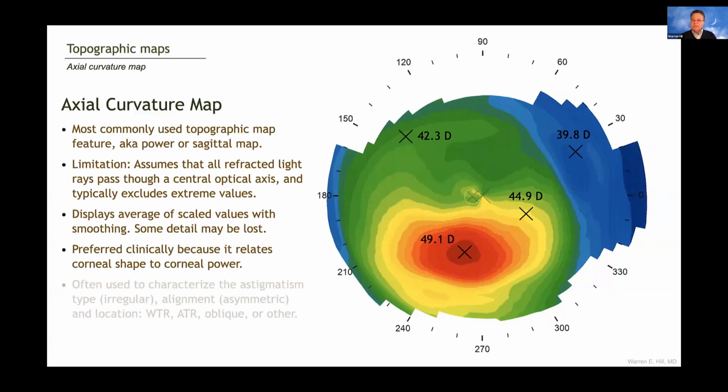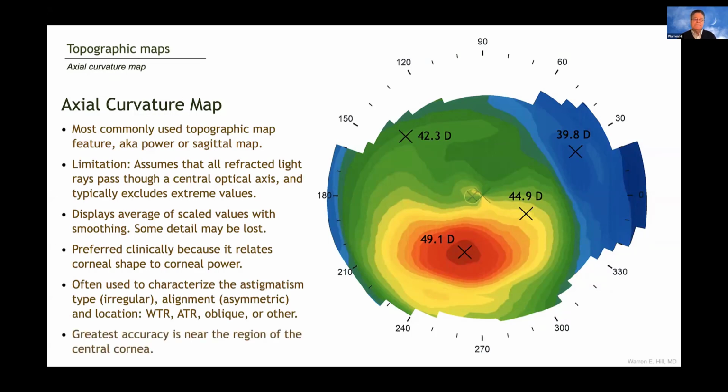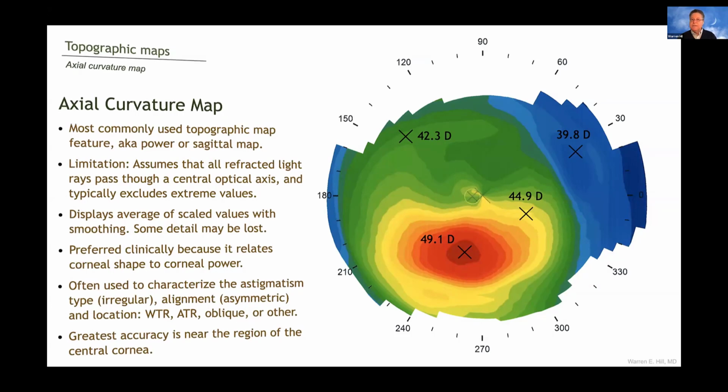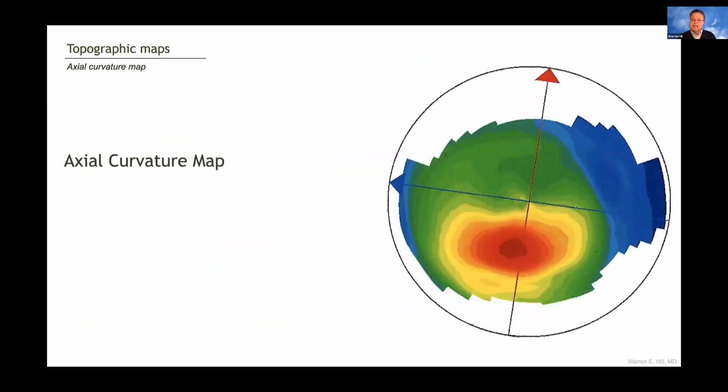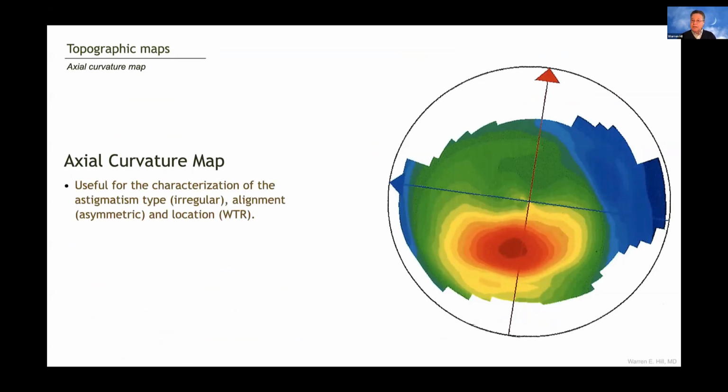And it's often used to characterize astigmatism, the type, the alignment, and the location, and we'll go into that in just a few minutes. So its greatest accuracy is near the region of the central cornea, and I'll show an illustration in just a minute as to the differences between this and some of the other maps. So it's useful, as I mentioned, for the characteristic of the astigmatism type, whether it's regular or irregular, alignment, asymmetric or symmetrical, and location. Is it with the rule astigmatism, against the rule astigmatism?